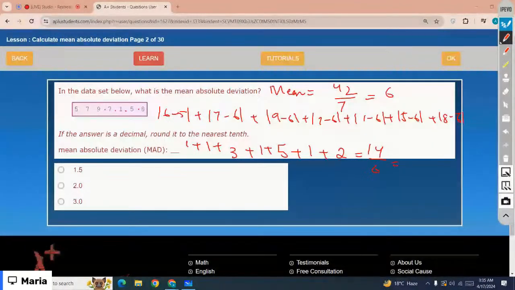You have to calculate mean absolute deviation, right? The first thing is you need to calculate mean. How do we calculate mean? We have to add all these numbers, and because they are 7 in number, you have to divide it by the 7, right? So I added all these numbers, their sum is 42, and 42 divided by 7 is 6.